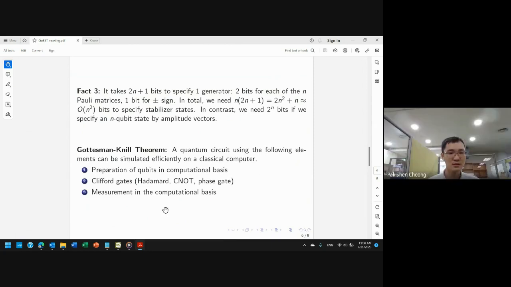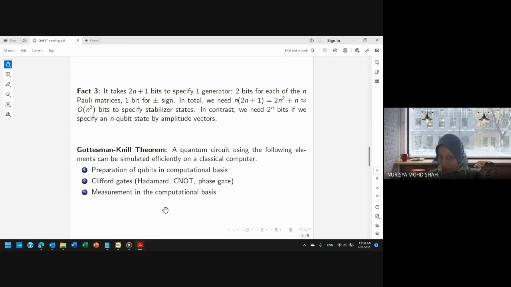Yes. I think IBM have this stuff. They relate Pauli, and you can simulate it on a classical computer. Yeah.